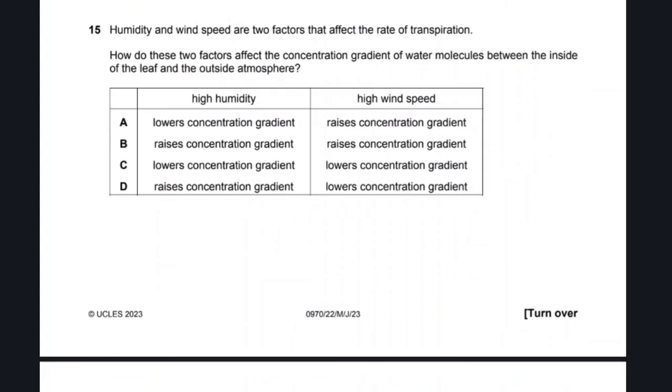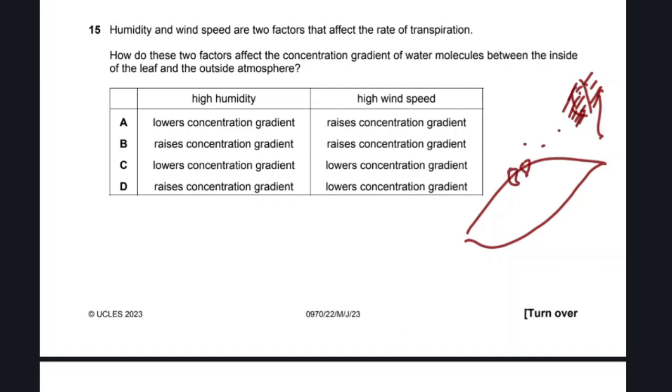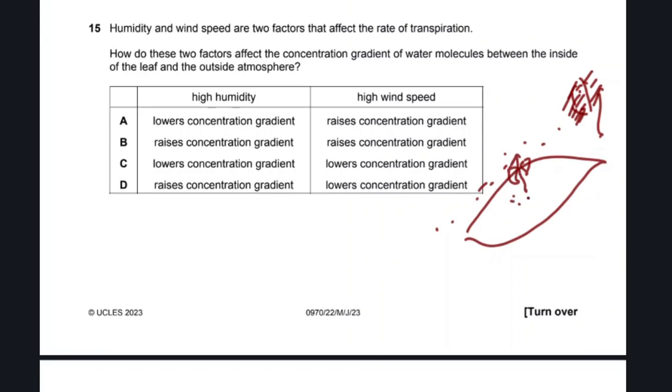Next question. Humidity and wind speed are the two factors that affect the rate of transpiration. How do these two factors affect the concentration gradient of the water? If there is a leaf and you have an artificial source of wind, what will happen? The more wind speed, the more it will carry the vapors along with it. But if there is less vapor inside and more vapor outside, then what happens?